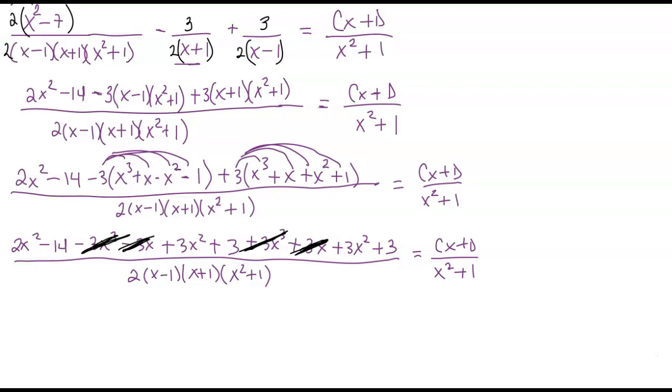So looking here, let's use this color. So I have all of my terms with x squared. So I have 2x squared, 3x squared, and another 3x squared. That is going to give me 8x squared. So I got 8x squared here. And then I have a minus 14, a plus 3, and a plus 3. So that's minus 14 plus 3 is minus 11, and minus 11 plus 3 is a minus 8.